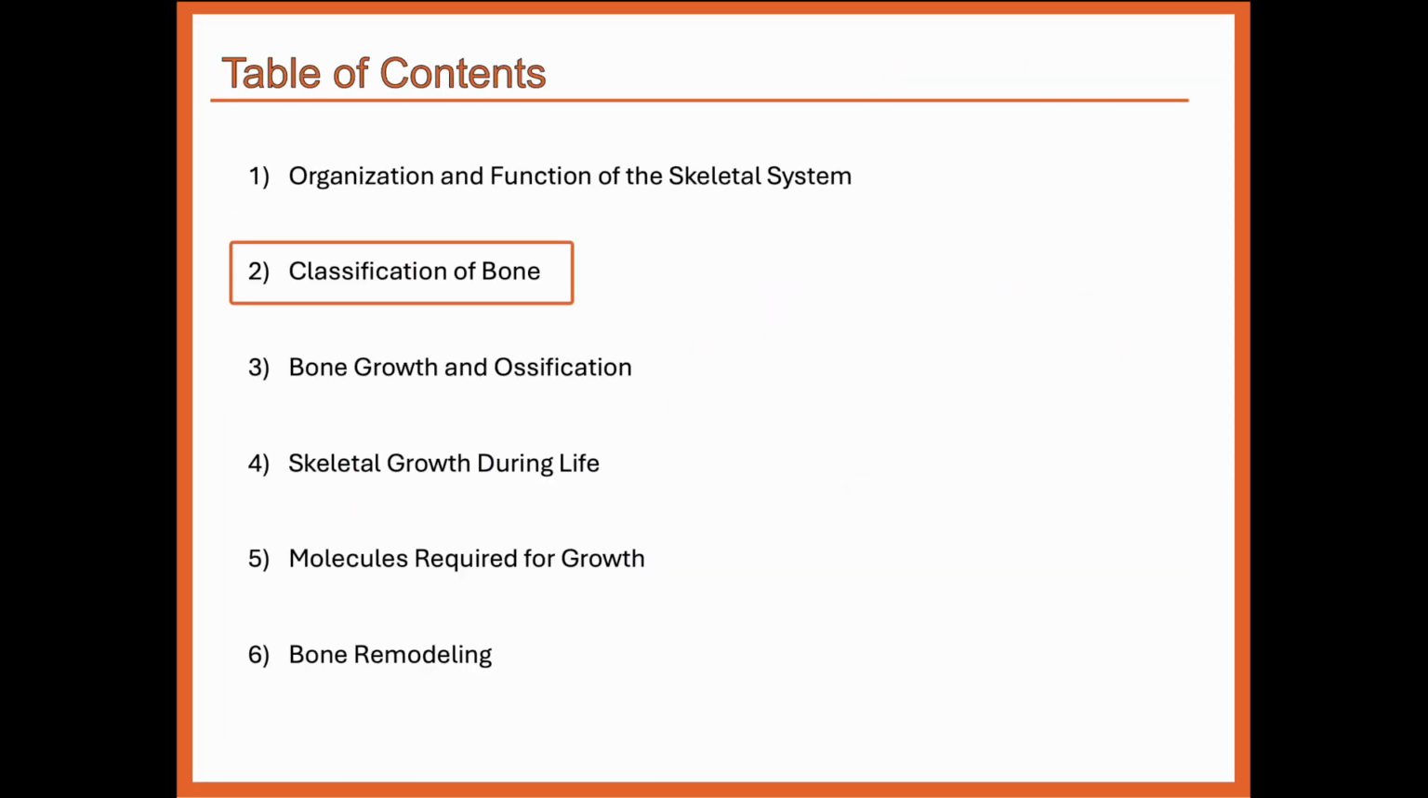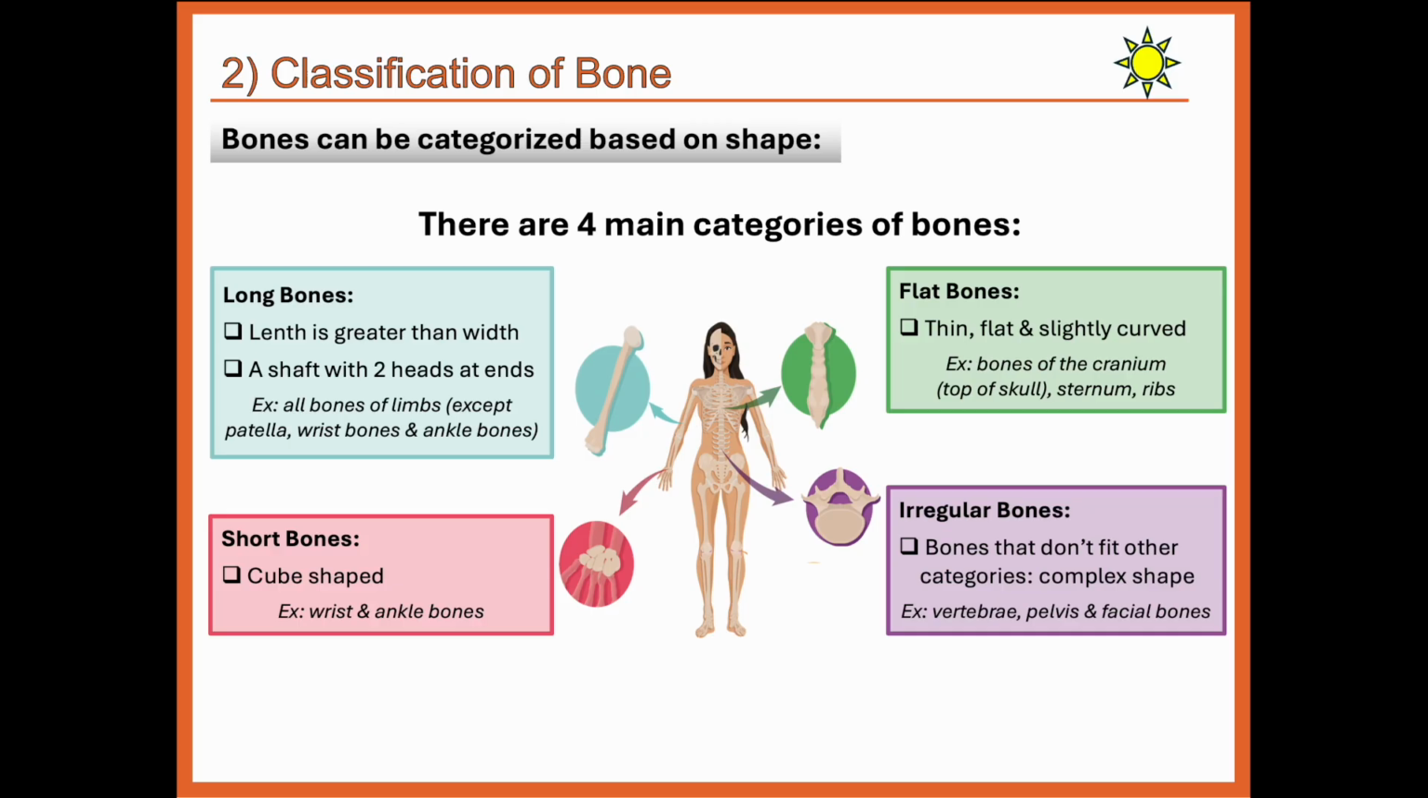All right, so classification of bones. We talked about the fact that there were four main categories of bones, right? There are long bones. These are the typical bones with two heads at each end and a long middle section, right? So these are all the bones of the limbs, the arms and the legs, except a few exceptions. The patella, the wrist has these small square bones, and the ankles have little small square bones.